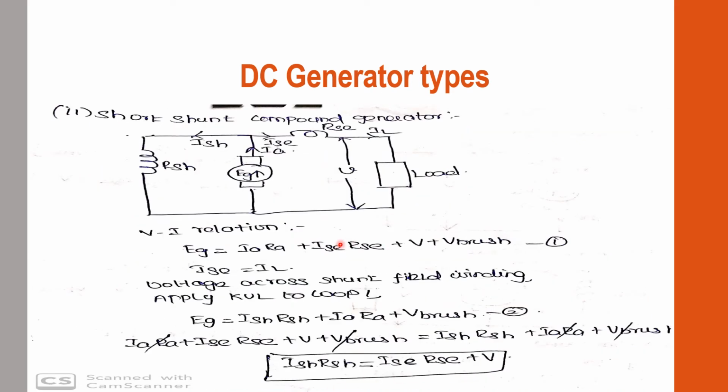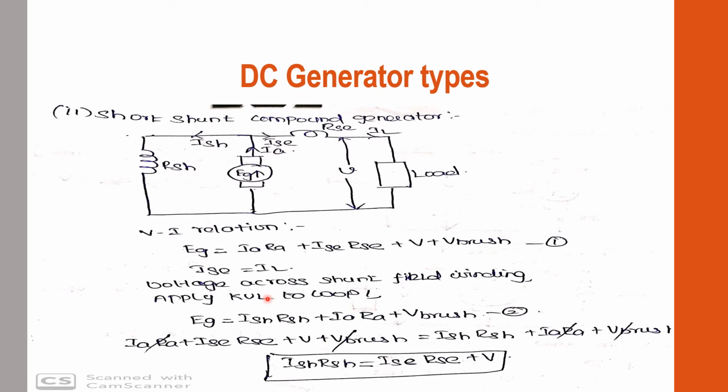Short shunt compound generator. In this, the series winding is in series, but it is not connected across this path. Not this path, but it is connected here. So this is a short shunt. If you are writing the equation for this, again it is EG equal to IA into RA plus ISC into RSC plus V brush. Okay. Now the ISC current is equivalent not with IA, but it is equivalent with IL. So that is the main difference between your short shunt and long shunt.